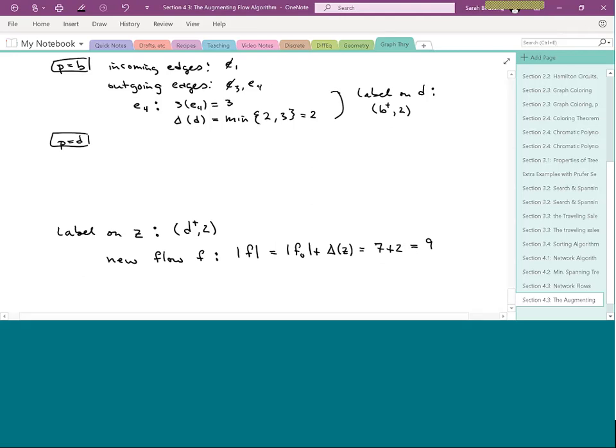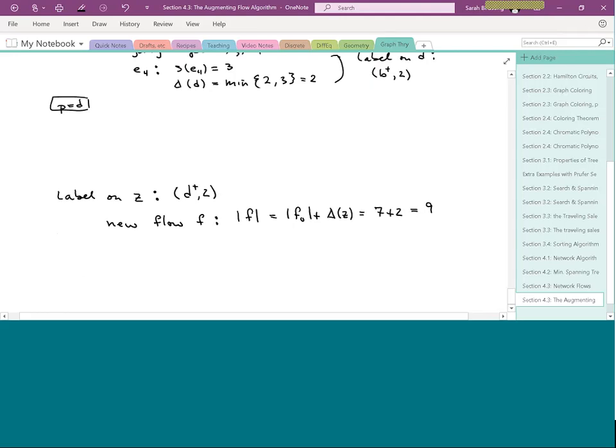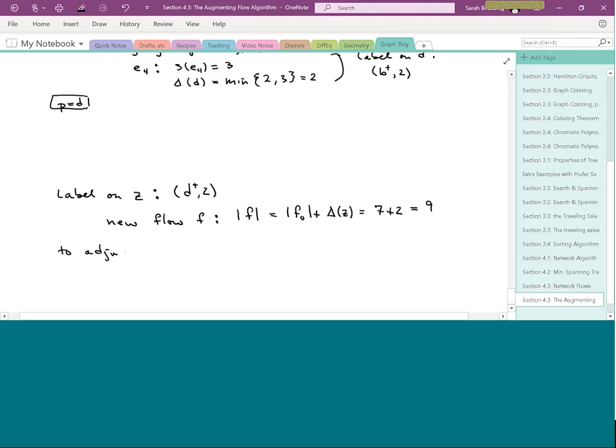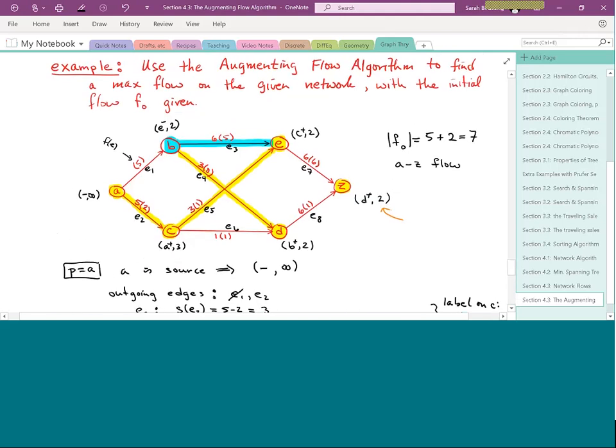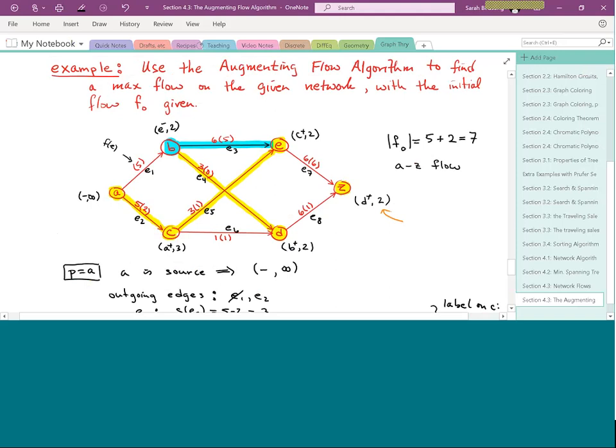Now, this doesn't yet tell you how to adjust your flow. Here's what you do. To adjust the actual flow values, on your forward edges, you're going to take the current value of the flow on the edge and add that new value to it. Any guesses what we're going to do on the backwards edges, the ones where we went in the opposite direction? Going to subtract. So your new flow goes as follows, only on the highlighted edges.